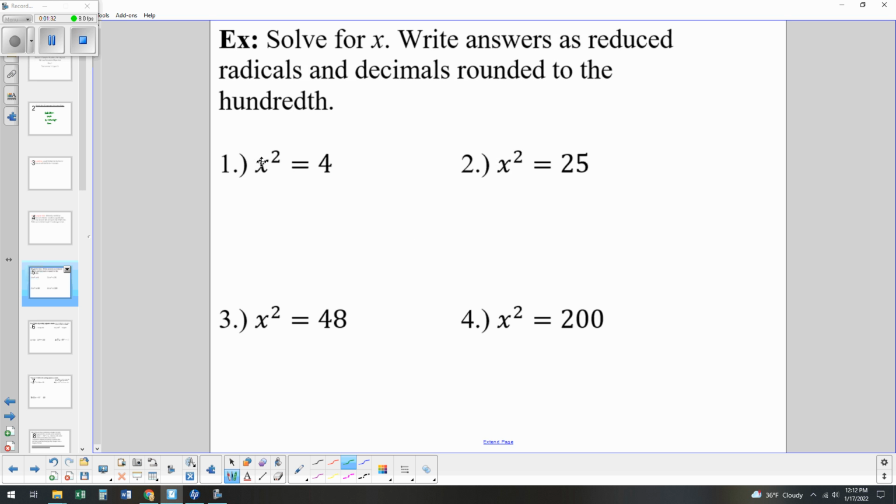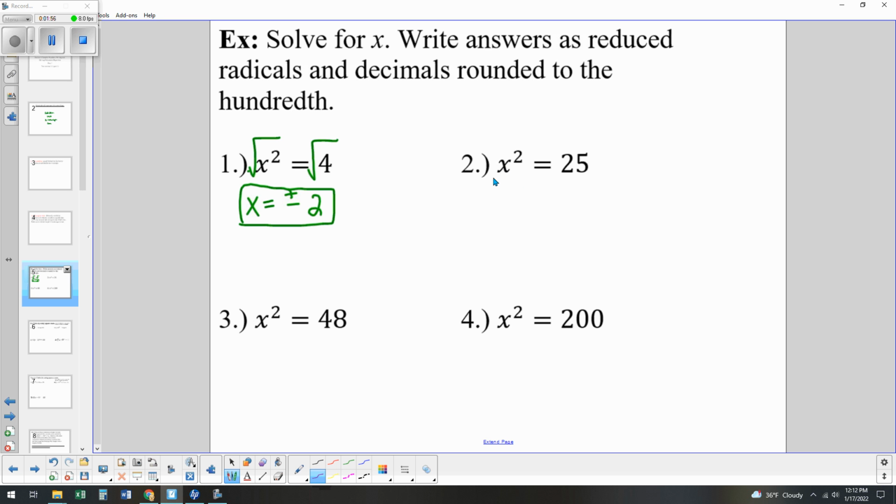So here, if I want to undo x squared, I would be taking the square root of both sides. So the square root of x squared is x. I want to include both the positive and negative answer. And then I'm looking for the square root of 4, right? I know that 4 is a perfect square, and the square root of 4 is 2. So this is a reduced radical, and it's the decimal. We don't have to do anything else. That is our answer.